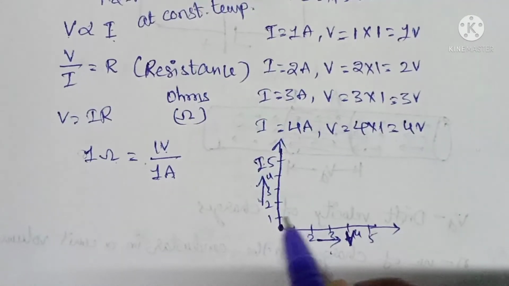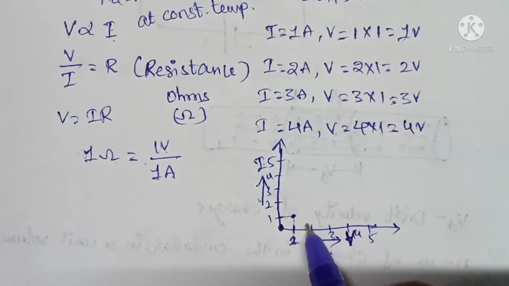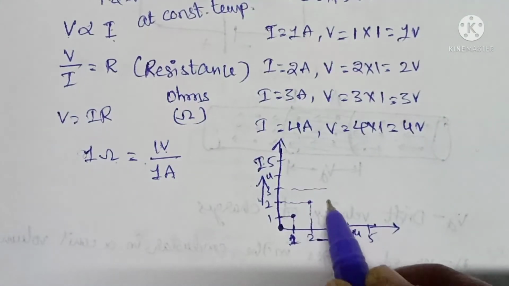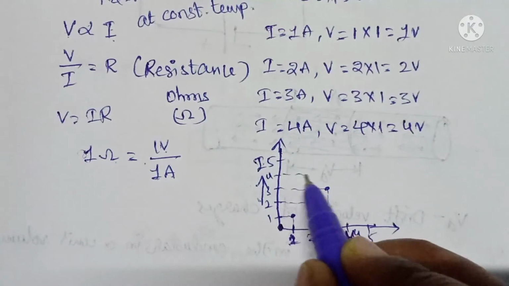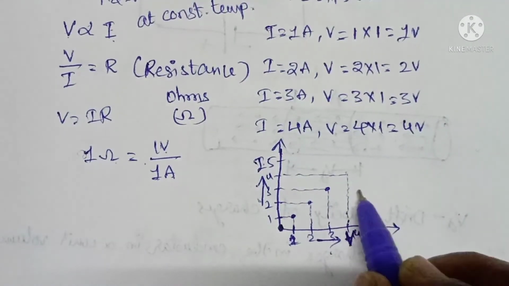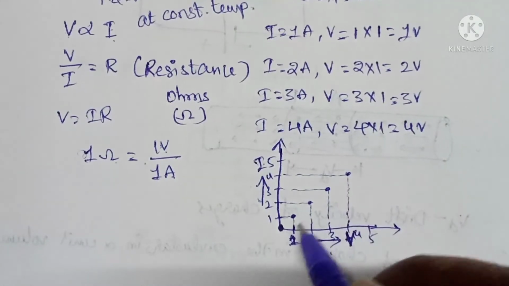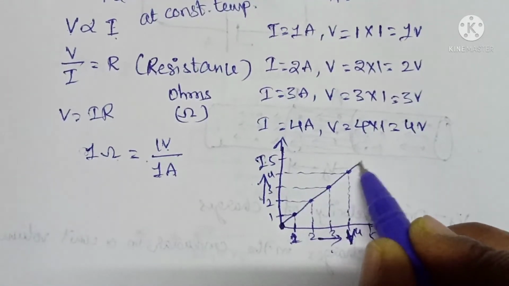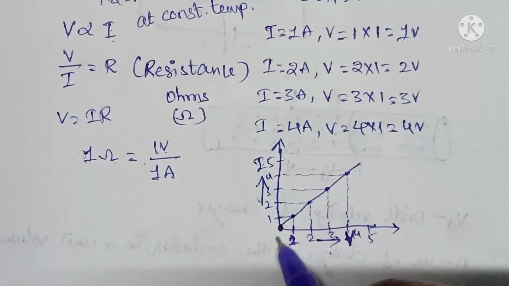When the current is 1, the potential difference is also 1. When the current is 2, the potential difference is also 2. When I is equal to 3, the potential difference is also 3. When I is equal to 4, the voltage V is also 4. If you join all these points, you will get a straight line passing through the origin.